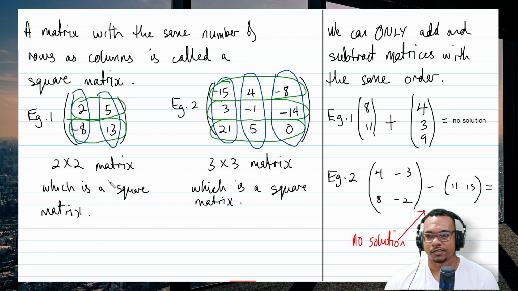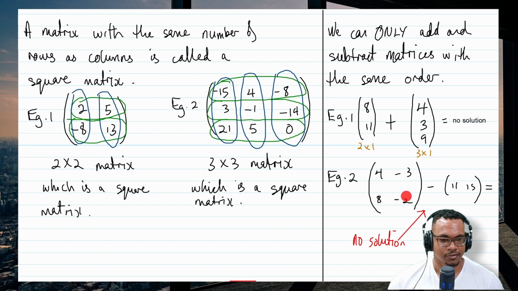And that's because these matrices have different orders. This is a 2 by 1 matrix, 2 rows, 1 column. And this is a 3 by 1, 3 rows, 1 column. They have different orders, so you can't add them.